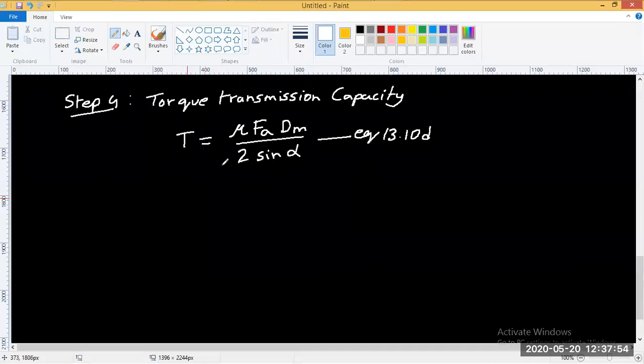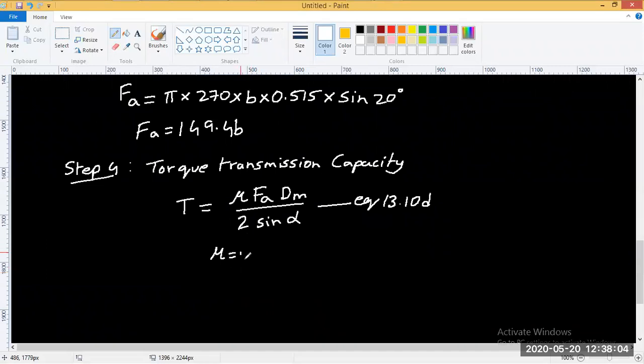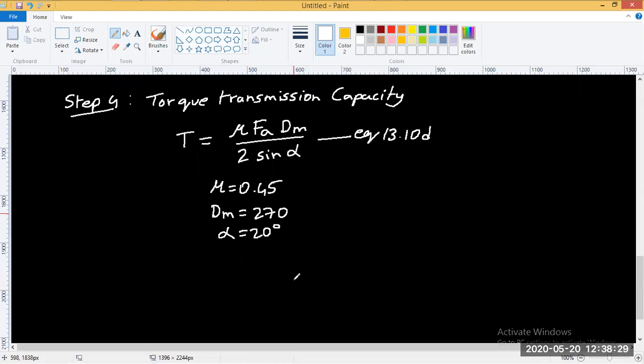Okay, so one by one again. Mu we already found out, which is 0.45. This we would have got from the table. FA is here itself, so it is 149.4 B. Then dm given in the data is 270. Then alpha also known, 20 degrees. So what we can find here is the dimensions again. This also will be in terms of B, and we'll equate with respect to the torque in step 1.